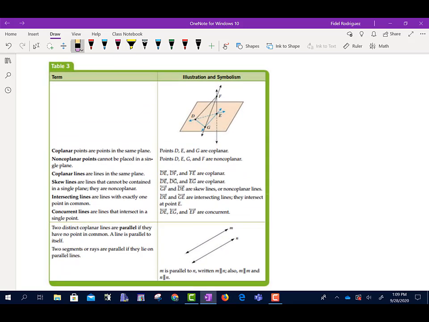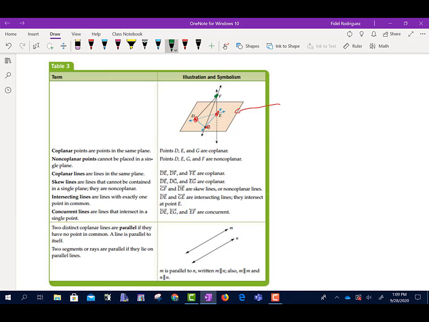Okay, so now we're going to talk about coplanar points. So it says coplanar points are points on the same plane. So look what it tells us here. It says points D, E, and G. So D, E, and G, they're all on kind of that peach-colored plane, right? D, E, G, and F are non-coplanar. Why is that? Because F is sort of hovering above, right? F is above that thing.